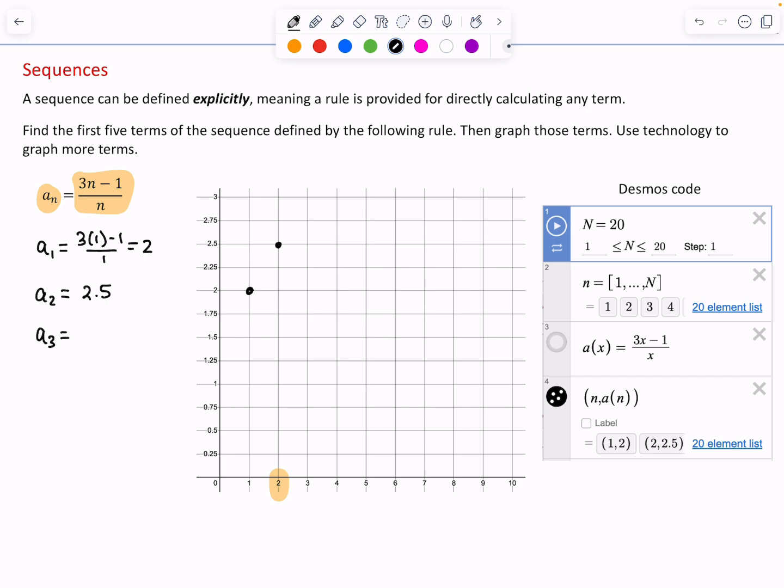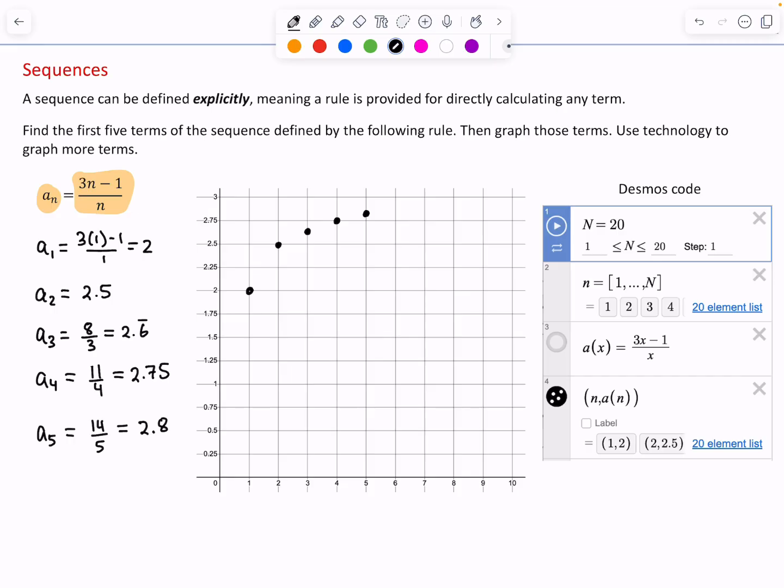The third term will be 8/3, which is 2 2/3, which is 2.6 repeating, putting us roughly here. The fourth term will be 11/4, which is 2 3/4, or 2.75. And the fifth term will be 14/5, which is 2 4/5, which is exactly 2.8, roughly there. And we could calculate more terms by hand if necessary.